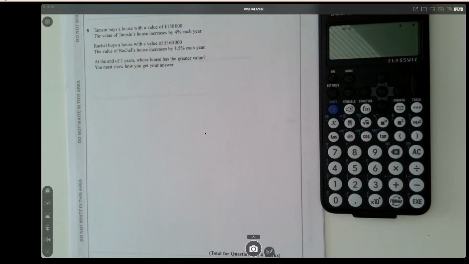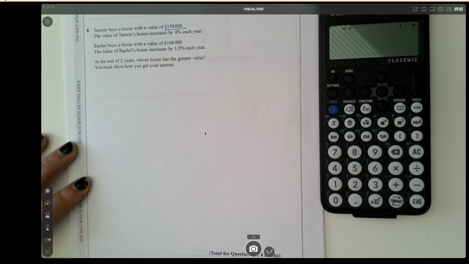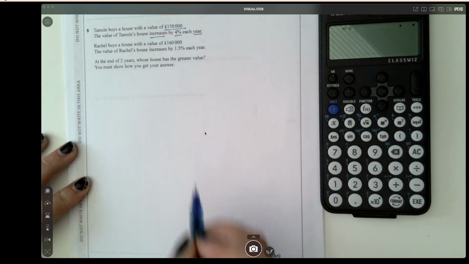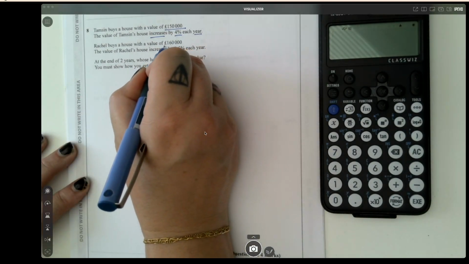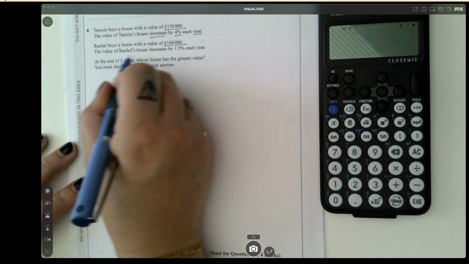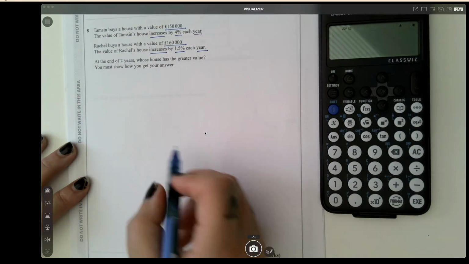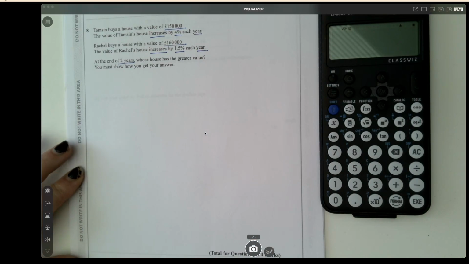Question 8. Tamsin buys a house with a value of 150,000. The value of Tamsin's house increases by 4% each year. Rachel buys a house with a value of £160,000 and the value of Rachel's house increases by 1.5% each year. At the end of 2 years, whose house has the greater value? You must show how you get your answer.